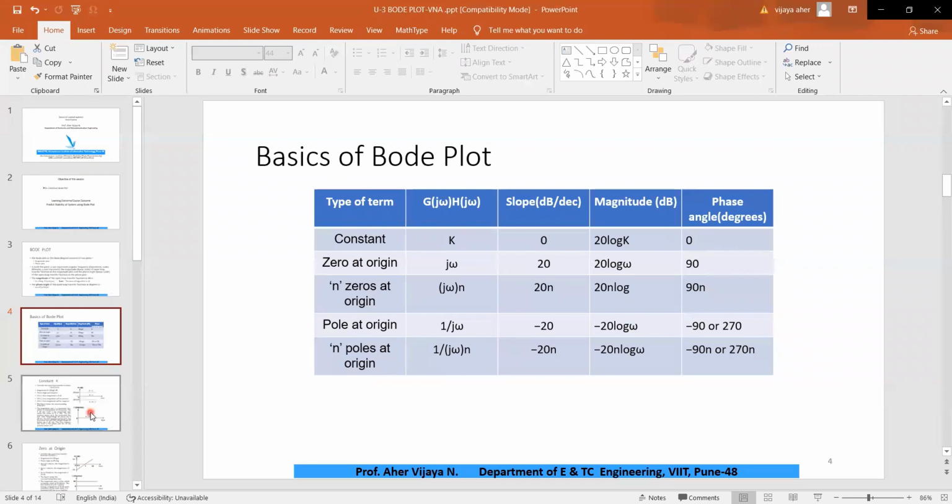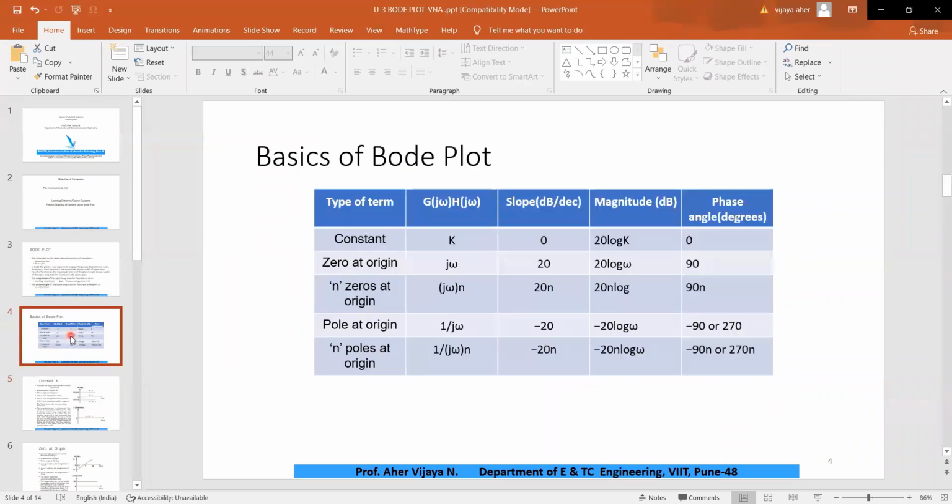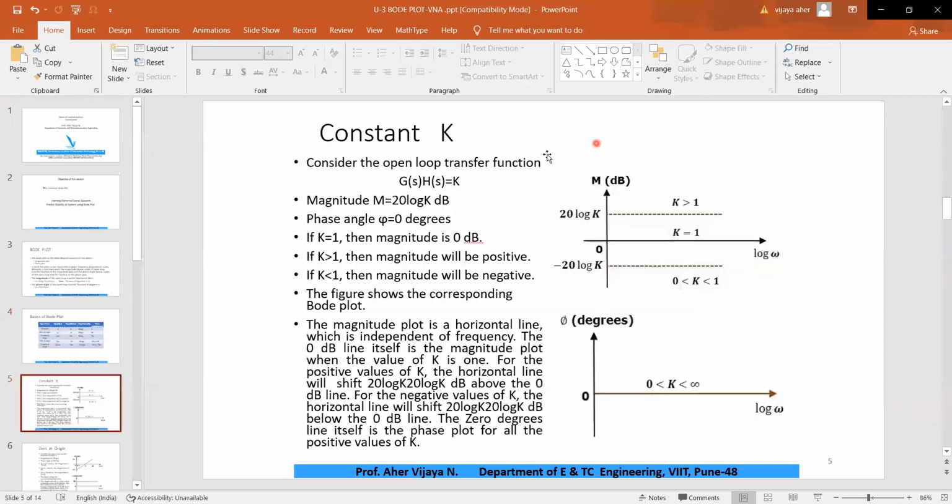So let us start with the first term, that is nothing but constant K. So what you got in constant K, that I am going to explain. For constant K, G(j omega) is equal to K. Slope is 0. Magnitude is 20 log of K to the base 10. Phase is 0. Same thing is available over here.